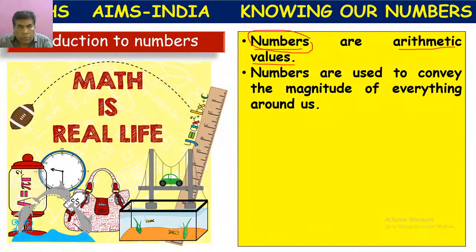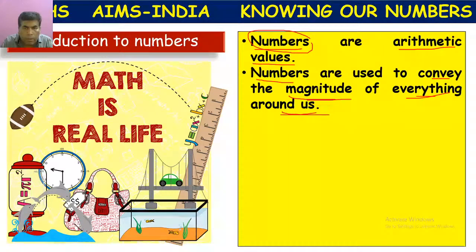Numbers are used to convey the magnitude of everything around us. So what is the main use of numbers? We make use of numbers to convey the magnitude of everything around us. Because in our surroundings, we come across so many things. To measure them or quantify them, we have to take the help of numbers. With the help of numbers, we can convey their value or their magnitude.